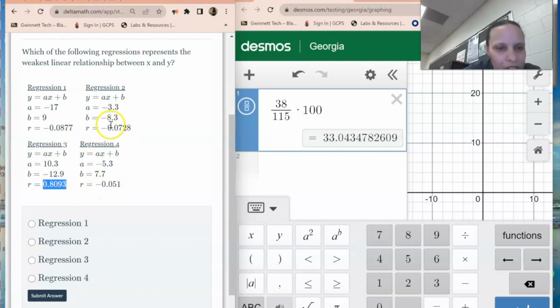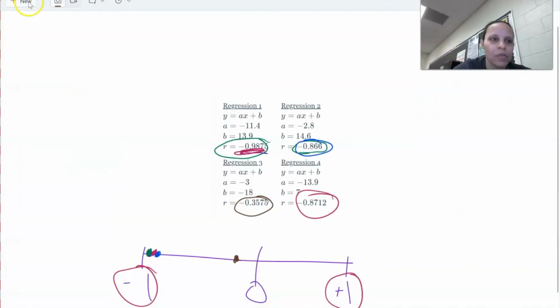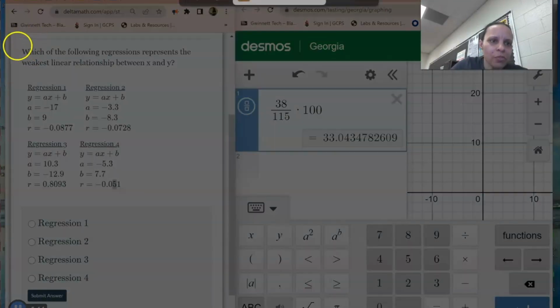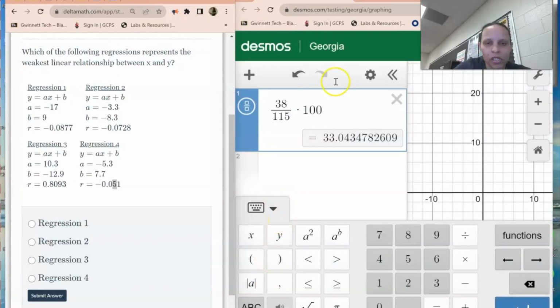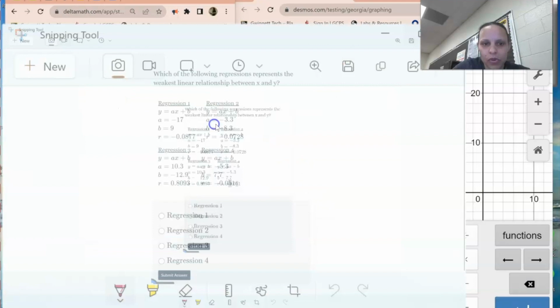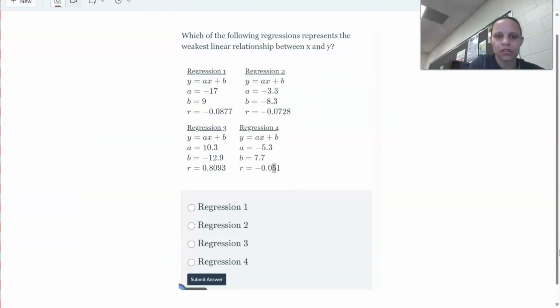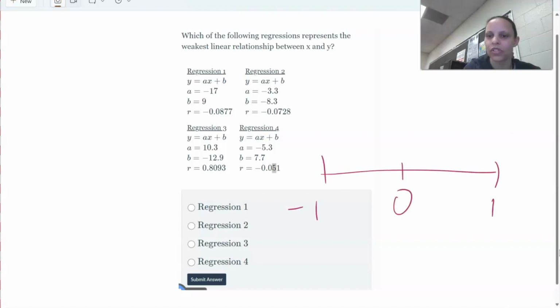Now let me look at these three. This is 0.0, 0.0, 0.0. This one is 0.8, this is 0.7, that's closer. This is 0.5, that's closest. So again, just imagine you have a number line and you're putting these numbers on it. Let me do this one more time just in case you can't visually see it. You have -1 and 1, and whoever is closest to 0 is going to be the weakest.